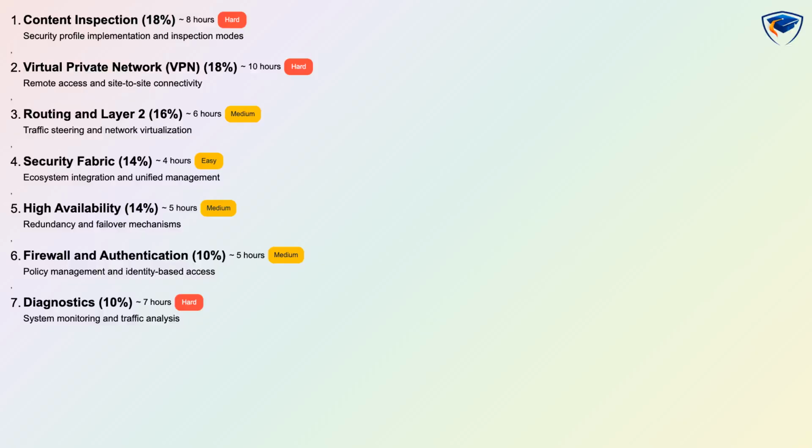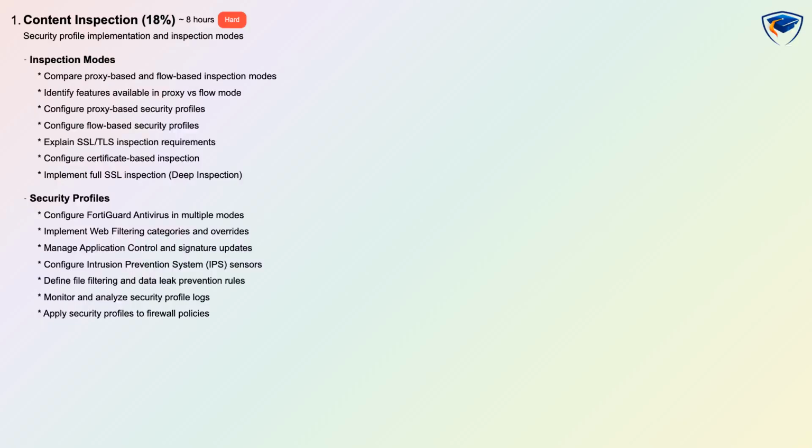Content inspection carries 18% of the exam and is rated hard with an estimated 8 hours of study and both hands-on and conceptual assessment. You will learn inspection modes and how to choose between proxy-based and flow-based inspection. Expect to configure proxy and flow security profiles, implement SSL/TLS inspection, and perform full deep inspection with certificates.